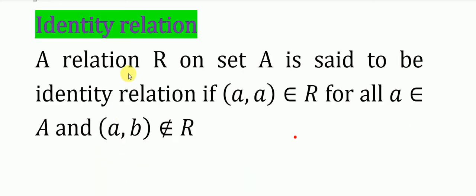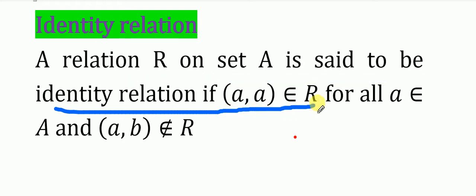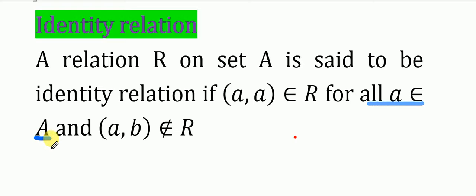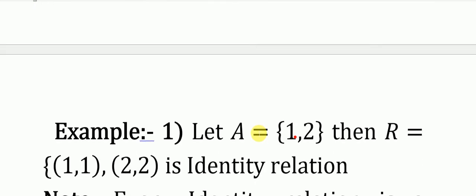Next we will see what is an identity relation. A relation R on a set A is said to be an identity relation if the ordered pair (a, a) belongs to R for all a belonging to A, and the ordered pair (a, b) does not belong to R. That is, we must have only (a, a) belonging to R for all a in A, and there should not be any other ordered pairs. So such a relation is called an identity relation.